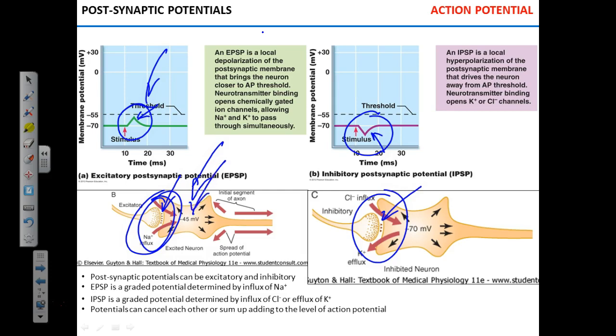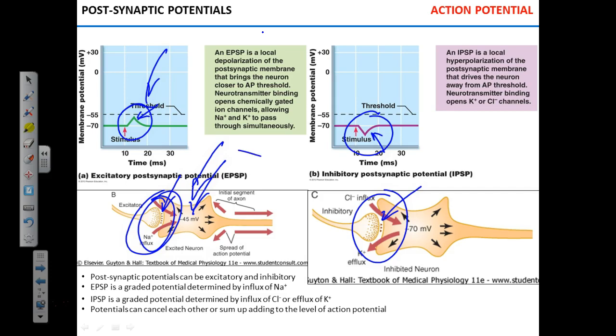Membrane potential becomes more positive, or less negative, which brings the cell closer to the threshold. Can it cross the threshold? Potentially. Yeah, it can. Depends on how much neurotransmitter is released. Depends on how many receptors are there. Okay? It can.